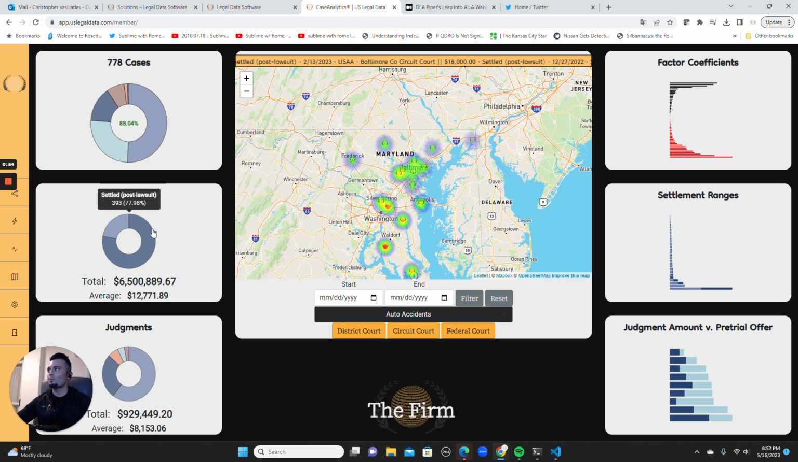Here you have your settlements broken down by post and pre-lawsuit. You have your judgments organized in the donut chart here by the cases that are won and then lost, and then the reason for the loss, whether it was liability, involvement, contributory negligence, and then you lose some cases where liability is accepted due to causation issues. So that's the judgment breakdown.